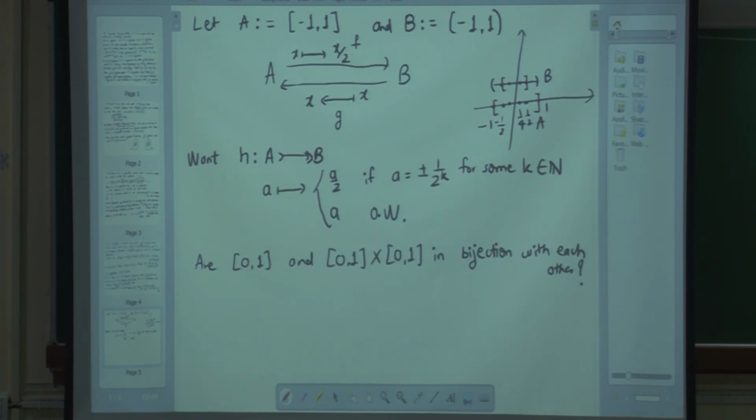We will actually prove that this is possible. That the square and the interval have the same cardinality. They are equinumerous. There is something called a space filling curve. So you start building that curve as a limit of some curves, and it will fill up the entire space, entire square.